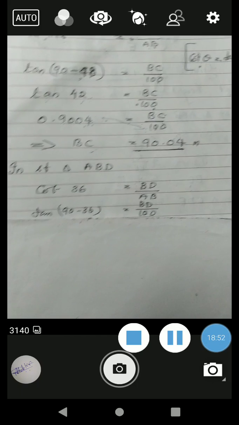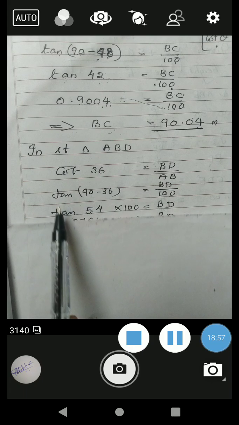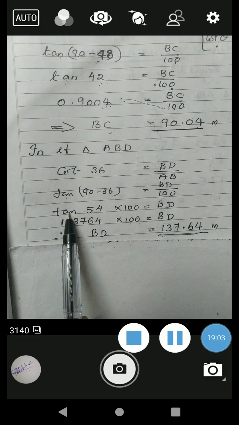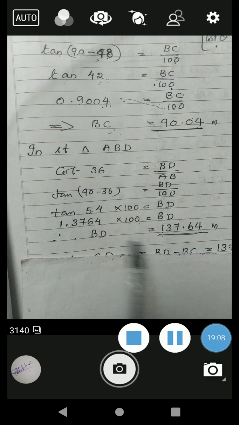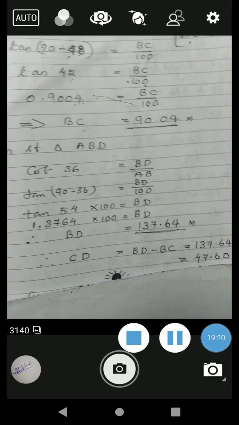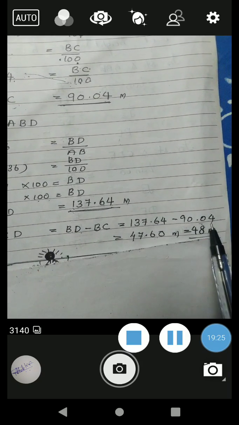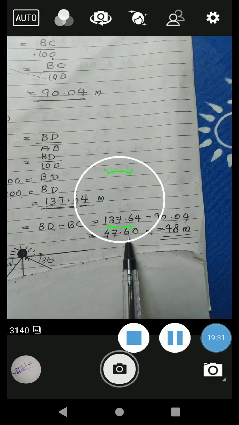And similarly, in right triangle ABD, here also we can take cot 36 is equal to BD by AB and convert cot 36 in terms of tan. That is tan 90 minus 36, that is tan 54 into this 100 is equal to BD. Then when you simplify, you will get BD is equal to 137.64 meter. Now we want to find the distance between two ships. That CD is equal to BD minus BC, that is 137.64 minus 90.04. When you subtract it, you will get 47.60 meter.